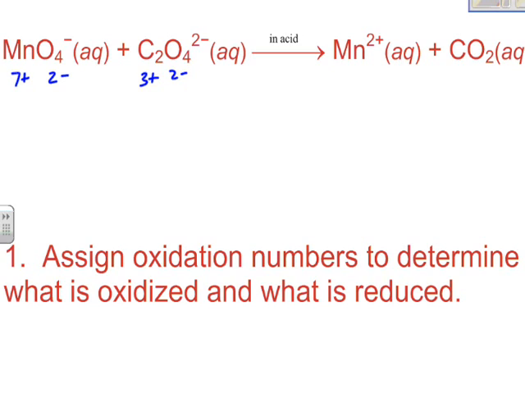There. And then if we go to the other side of the equation, we see that the manganese has gone down to a 2+. So the manganese has gained electrons to do that. And the carbon has gone to a 4+, so it's lost electrons to do that. Remember our saying, LEO the lion goes GER? To lose electrons, let's put that up here for us. LEO the lion goes GER. So lose electrons, oxidation; gain electrons, reduction.